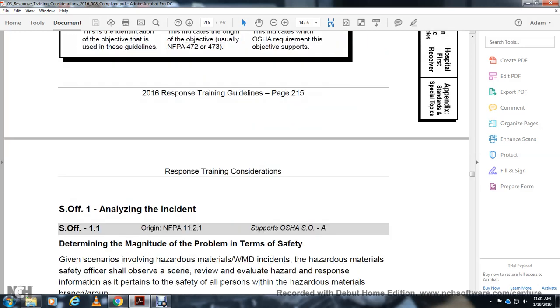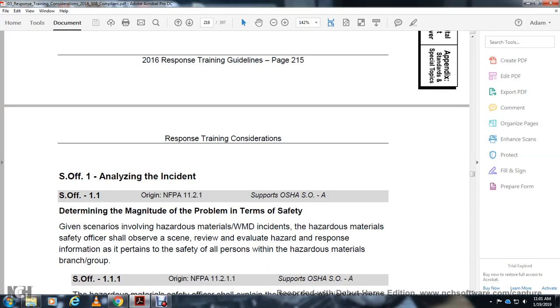Safety officer analyzing the incident. Determine the magnitude of the problem, determine the safety scenario of the incident of the hazmat. The hazmat safety officer observes the scene and reviews and evaluates hazard response information, protecting the safety of all of the personnel of the hazmat branch group.